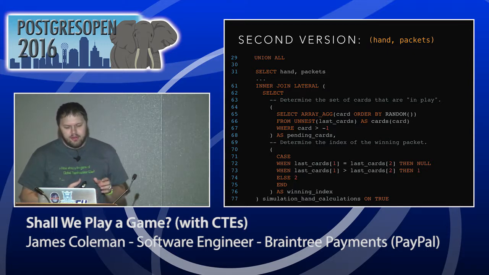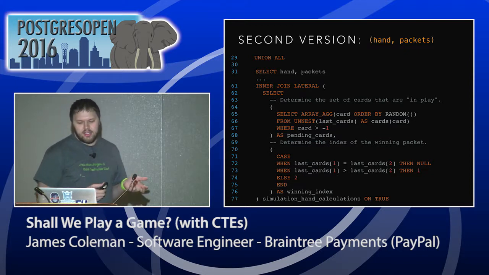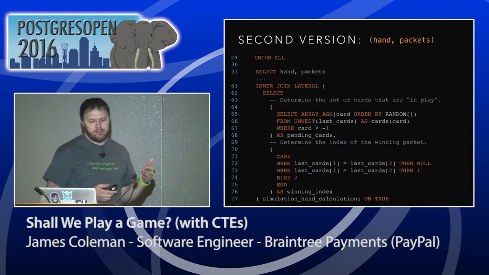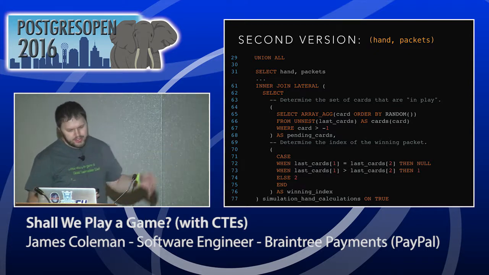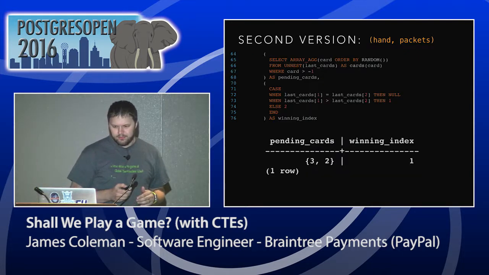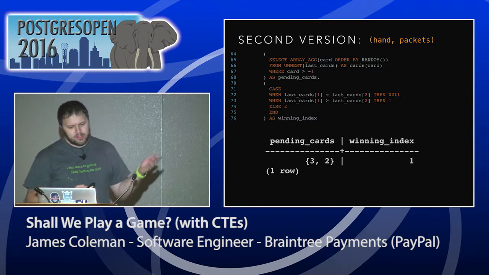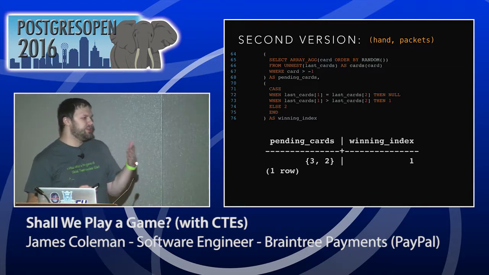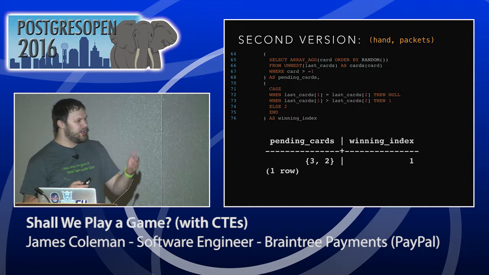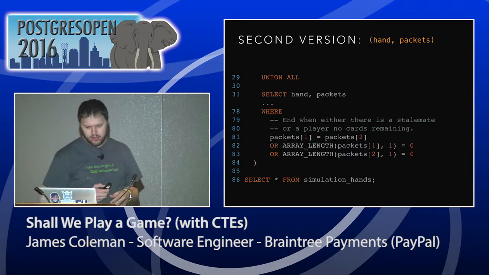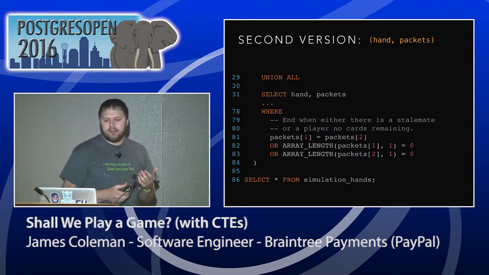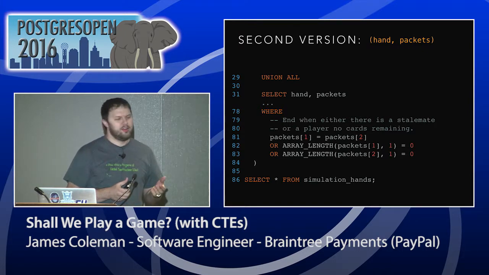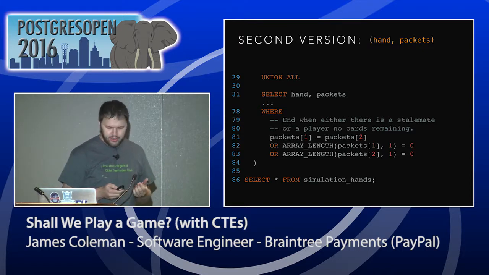And as a side note, the logic here isn't quite right with respect to pending cards. We'd actually need to handle the war case and carry over any pending cards to the next hand, which isn't shown here. But we'll soon see that that isn't our largest problem, so I'll gloss over that. Here's what we would expect the second join to return, just that list of pending cards and that player 1 won. And of course, we need to keep executing our recursive component until we have either a winner or a stalemate.